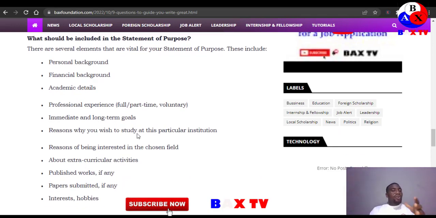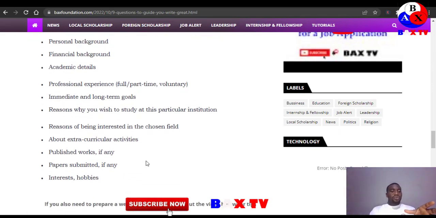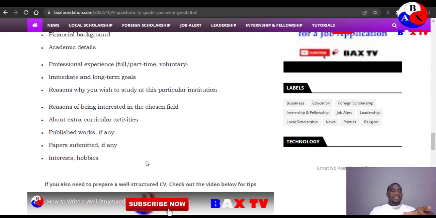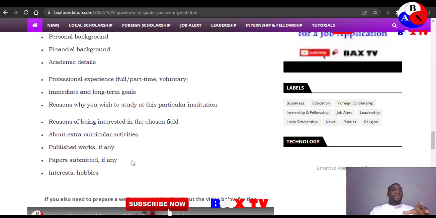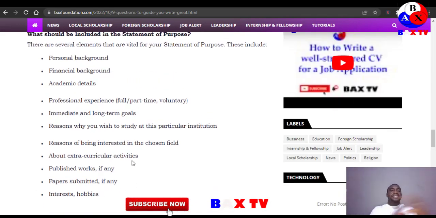Your immediate and long-term goals, like I mentioned in the postgraduate dues. The reason why you wish to study at this particular institution. Reasons for being interested in the chosen field. We talked about extracurricular activities, things you've done aside from academic work. And also your published work. If you have published any articles or any book, papers submitted, anything, your interests, your hobbies. All these things you've done as far as academic work is concerned, you must include them.